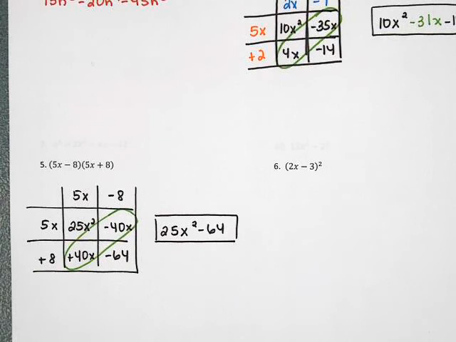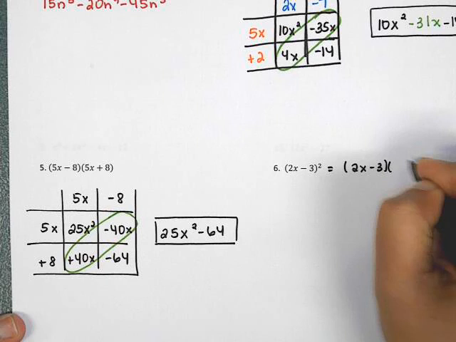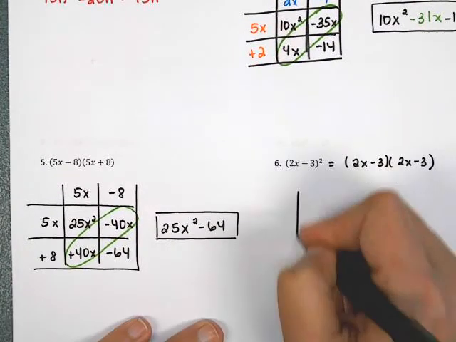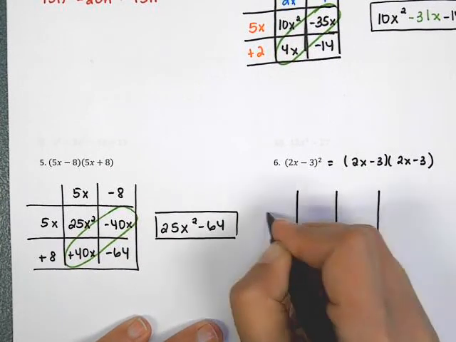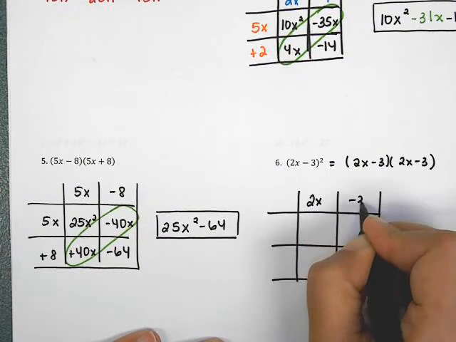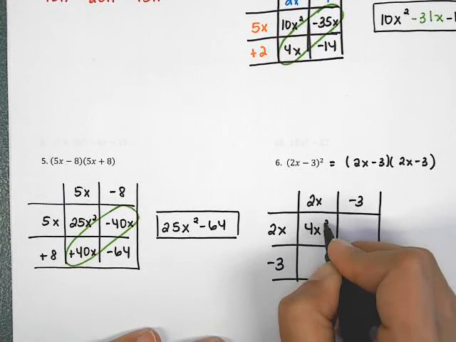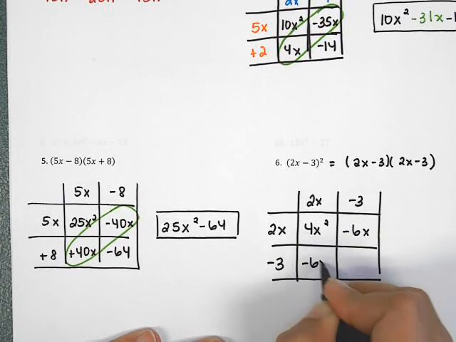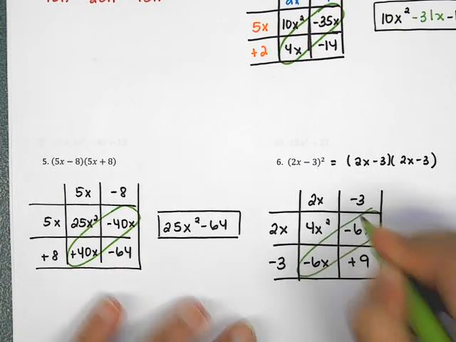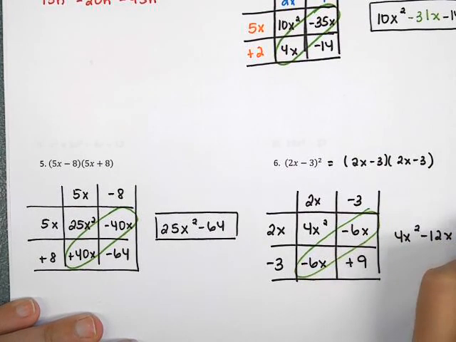Last but not least, whenever you see a squared on the outside of a parentheses, that really means you need to write it twice. So 2x minus 3 times another 2x minus 3. Now if we fill in our boxes, we get 4x squared minus 6x minus 6x plus 9. If we combine our like terms, we get 4x squared minus 12x plus 9.